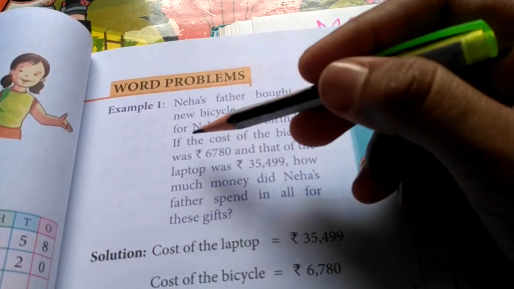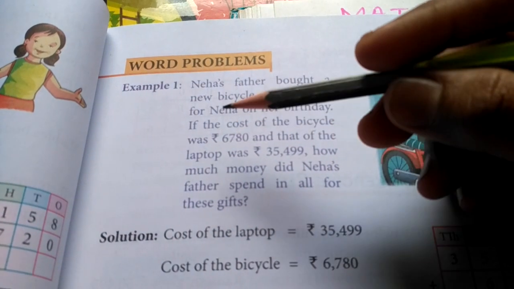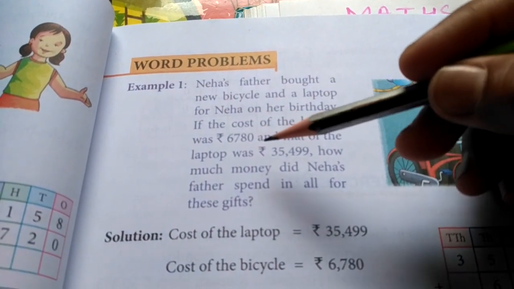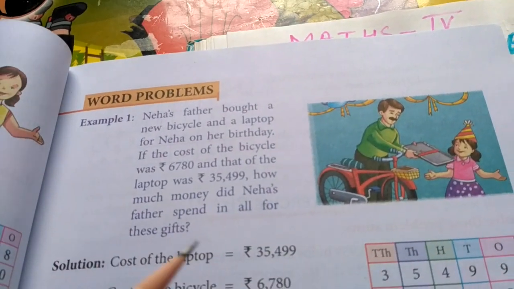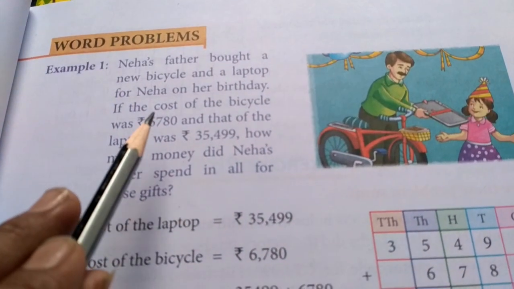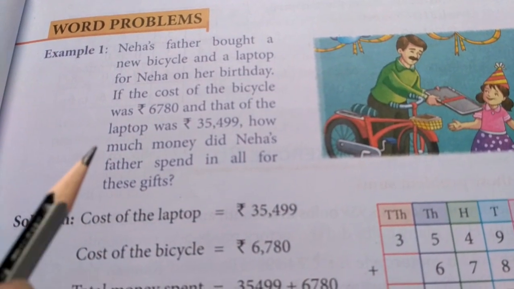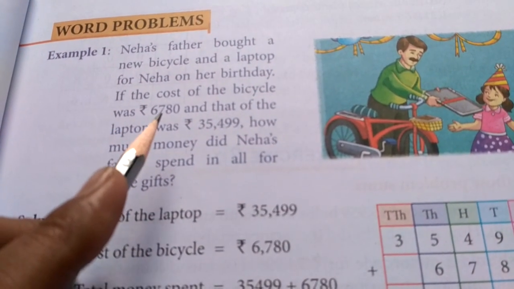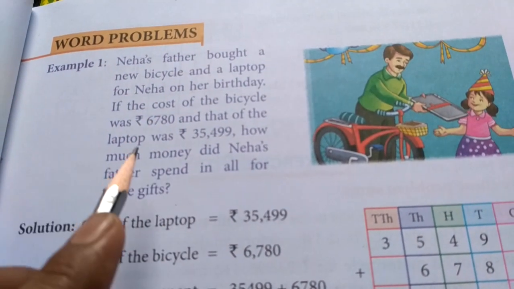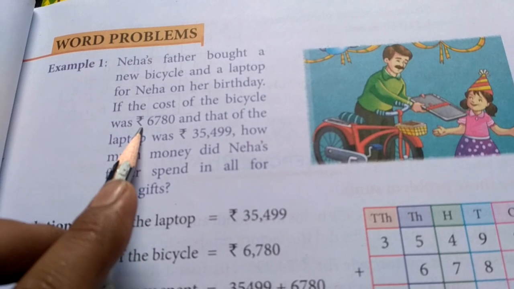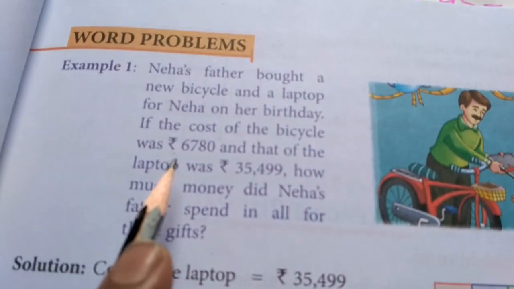Now let's see what is the next statement. If the cost of the bicycle was rupees 6,780. Now it's saying cost, what is the meaning of cost? Cost means price. How much money Neha's father had paid to purchase the bicycle, that is called cost. So if the bicycle cost is rupees, this is the sign of rupees, okay? It is written with this symbol in maths.